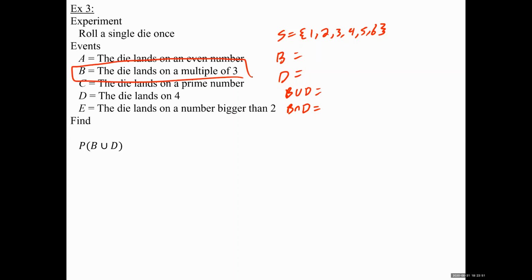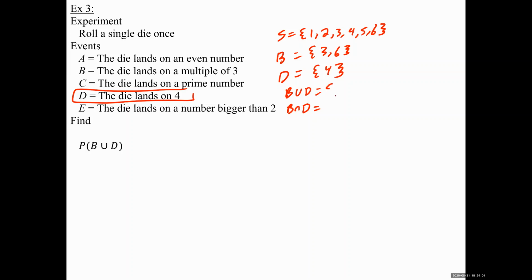So it says probability B or D. Let me just write this stuff down again. So sample space is 1, 2, 3, 4, 5, 6. Okay, and then B I'm going to write down, and D I'm going to write down, and B or D will write down, and B and D will write down. Okay, B is the die lands on a multiple of 3. So the multiples of 3 are 3 and 6. D, die lands on 4.